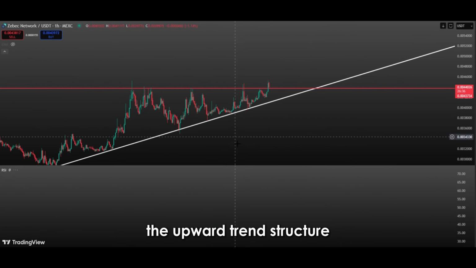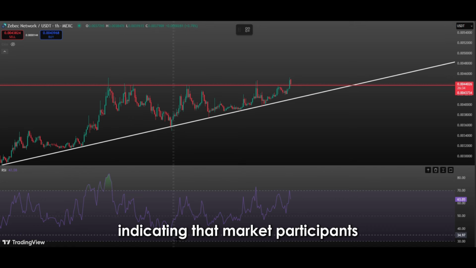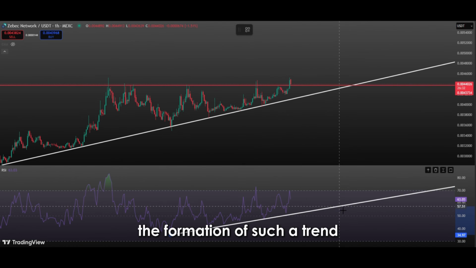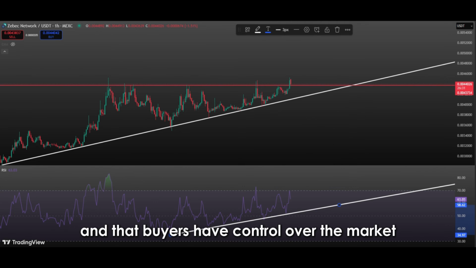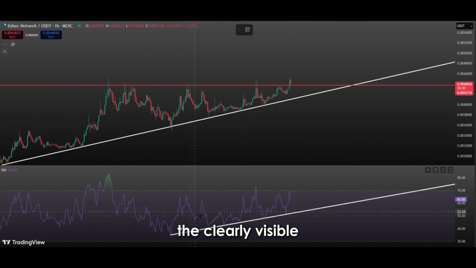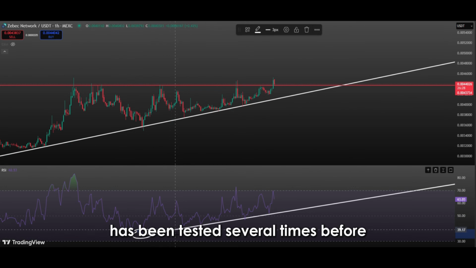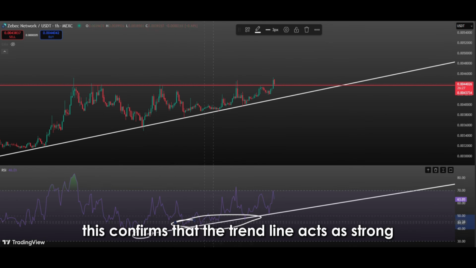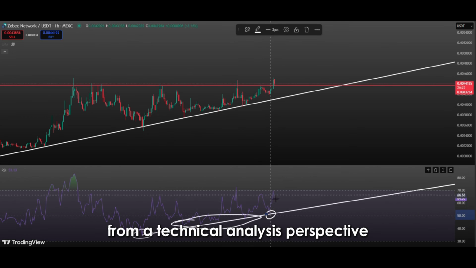The upward trend structure observed in the RSI indicator is one of the key technical signals indicating that market participants' buying tendencies have continued steadily over a certain period. The formation of such a trend usually implies that the price is also moving with upward momentum and that buyers have control over the market. The clearly visible rising trend line in the current RSI chart has been tested several times before, and each time, the RSI responded with an upward bounce. This confirms that the trend line acts as strong support and is a significant zone from a technical analysis perspective.